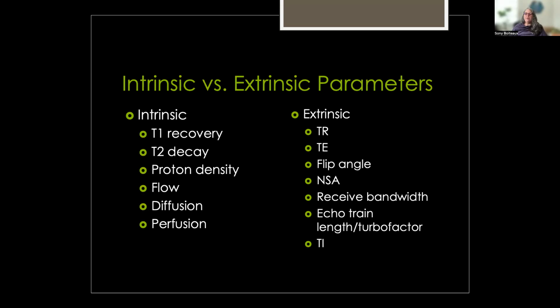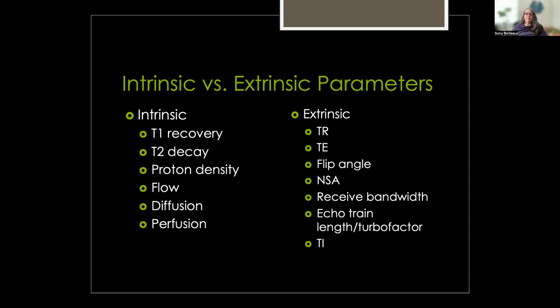When we're talking about an extrinsic parameter, that would be things like what is our source to image distance? What is the kVp that we're using? What mA? What time are we using? Those would be the parameters that are extrinsic, or external, that we are manipulating. So we have the same concepts with MRI. We have intrinsic things for our patient's tissues.